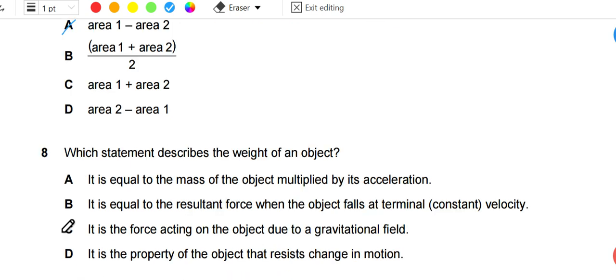Which statement describes the weight of an object, equal to mass multiplied by acceleration? No, because it's not its acceleration, it's acceleration due to gravity. Equal to resultant force when an object falls at terminal velocity? No, the resultant force is 0 at terminal velocity. Force acting on an object due to a gravitational field, this is the right one.